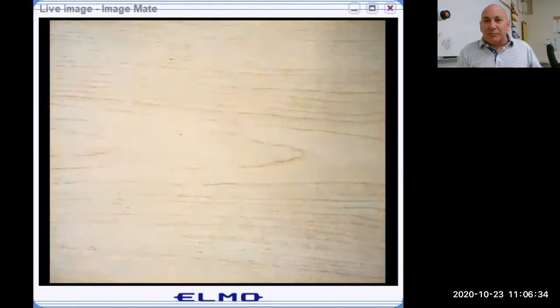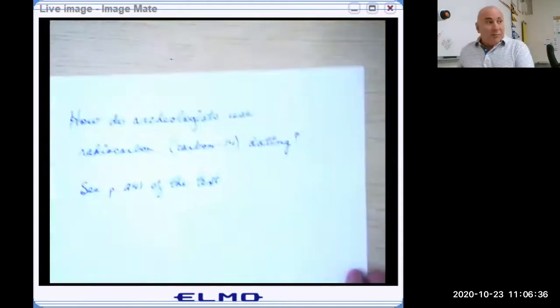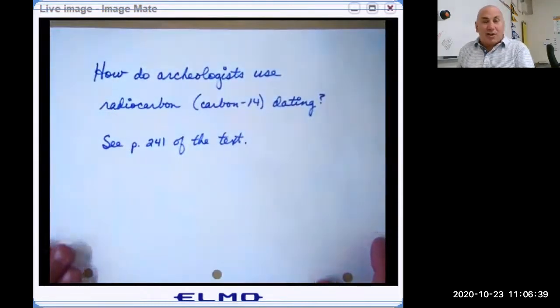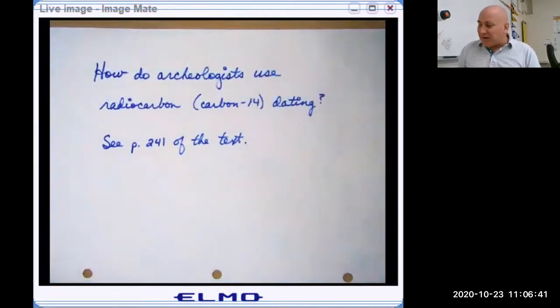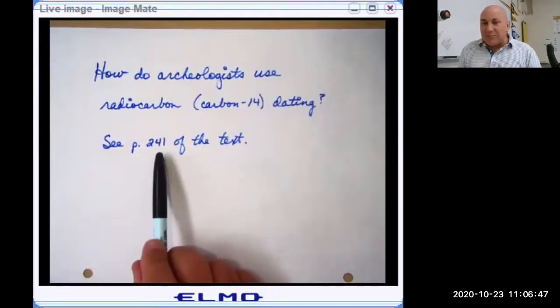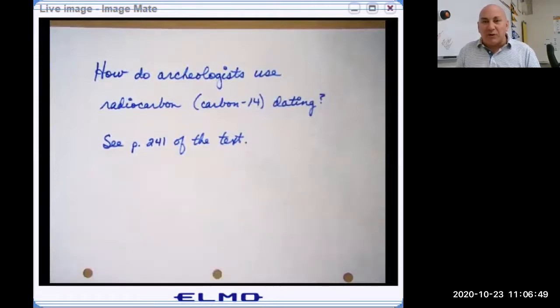Where have you heard of carbon-14 before? Well, maybe you've heard of radiocarbon dating, or also called carbon-14 dating, and how archaeologists can use that to tell how old something is. Maybe you want to read page 241 of your textbook on that, because it's pretty interesting.